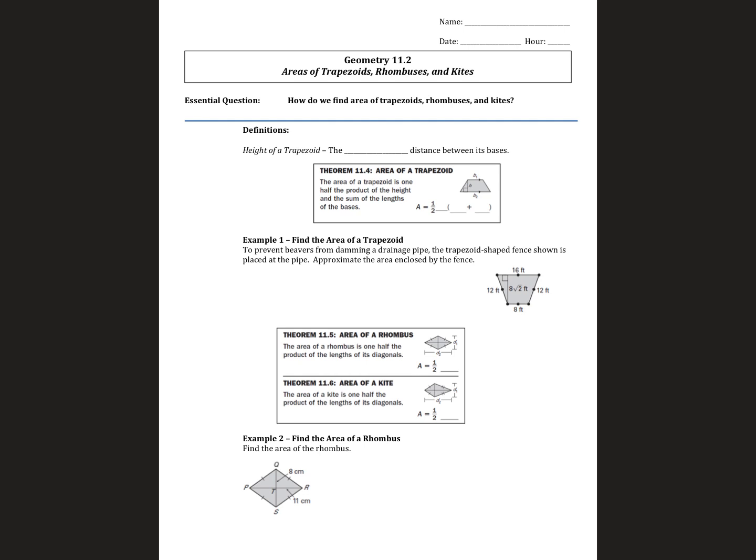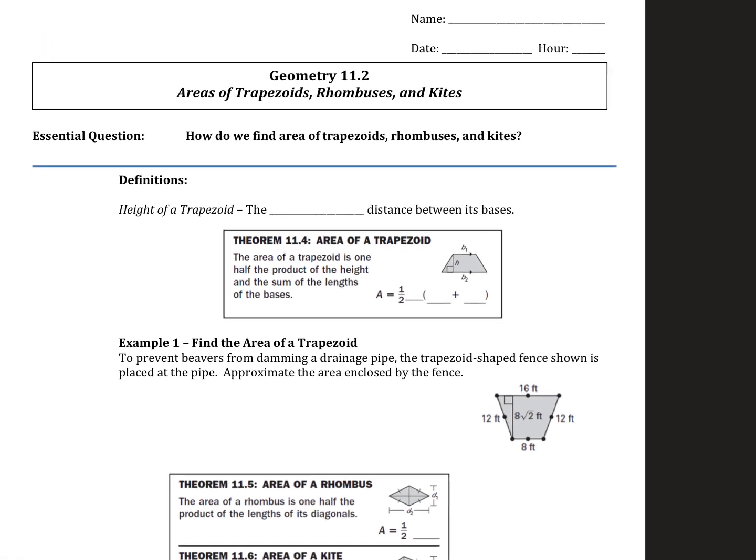We're continuing with Chapter 11, which is a lot about area, perimeter, that kind of stuff. We worked with triangles and rectangles in 11.1, and today in 11.2 we're working with trapezoids, rhombuses, and kites. All right, so let's get into this.